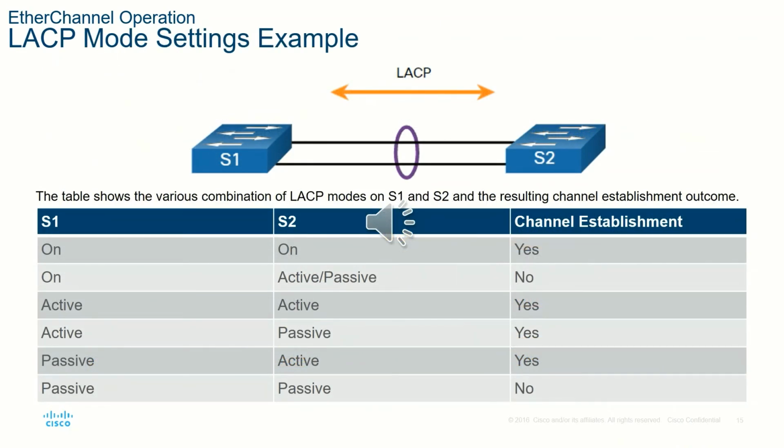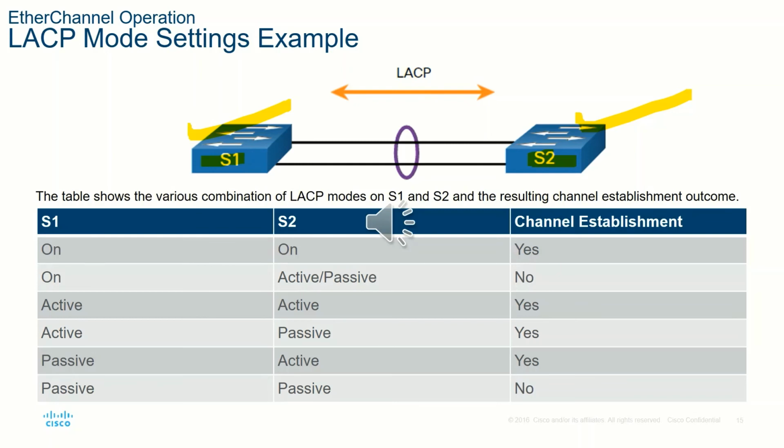LACP mode setting. The table shows the various combinations of LACP modes on S1 and S2 and the resulting channel establishment outcome. We have two switches, S1 and S2, and these two switches are connected. We are trying to establish the EtherChannel by using the LACP protocol. Normally, where will we use the LACP protocol? In a multi-vendor environment. LACP is supported on Cisco devices as well as other multi-vendor devices.